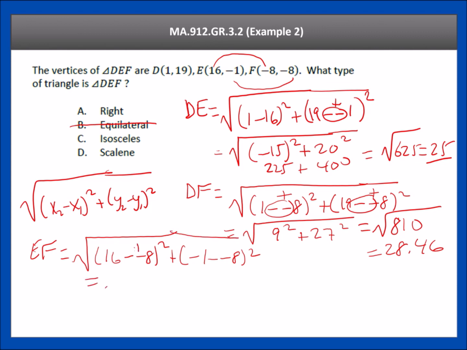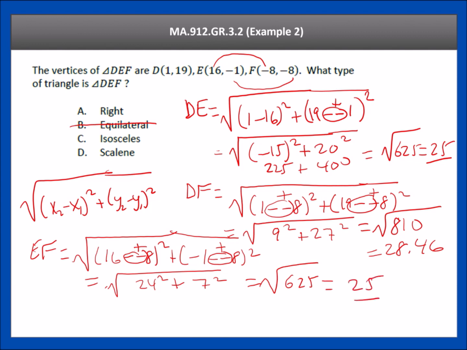So this turns into plus, this turns into plus. So we get 16 plus 8, that is 24. Negative 1 plus 8 is 7, so we got 7 squared. And then 24 squared plus 7 squared, that's 625. So lo and behold, it matches up with DE. So this matches up. So it has to be isosceles.